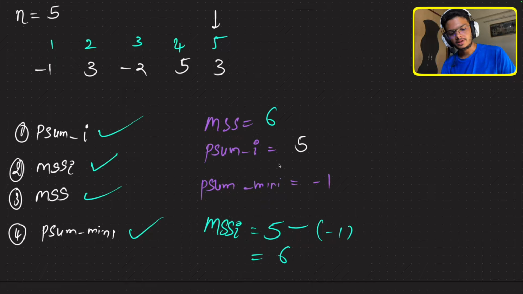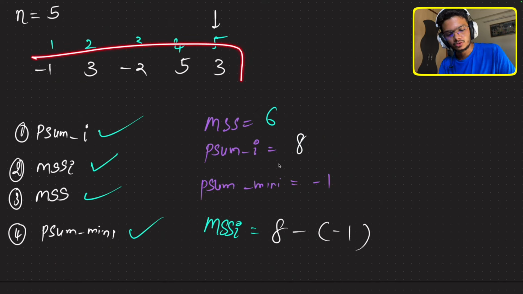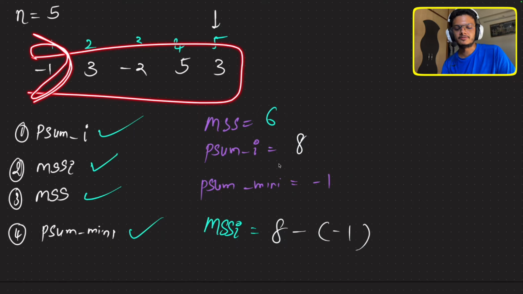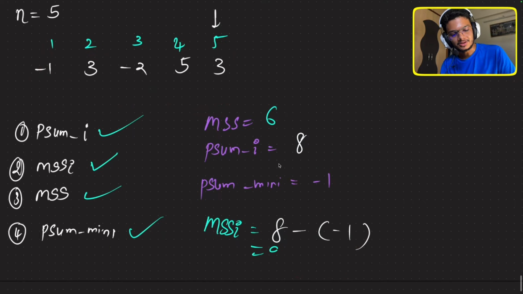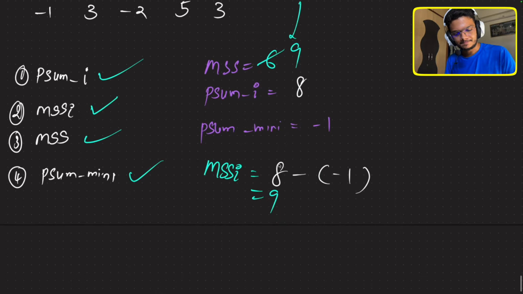First thing we do, we update the prefix sum of i, which is actually 5 plus 3, 8. Then we calculate the maximum subarray sum ending at index i, which turns out to be 8 minus -1. That is, from this portion you remove the smallest possible prefix sum, which is -1 here, and this actually turned out to be 9. Is 9 greater than 6? Indeed it is. So update it to 9. Now the rest of the operation doesn't matter, and this is your maximum subarray sum. So I hope you have got the dry run, and that's about it.